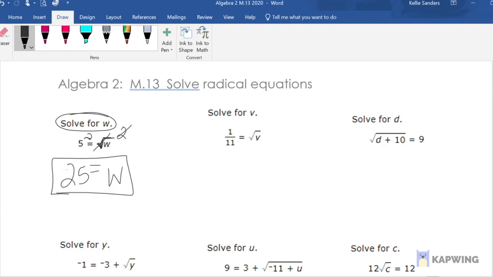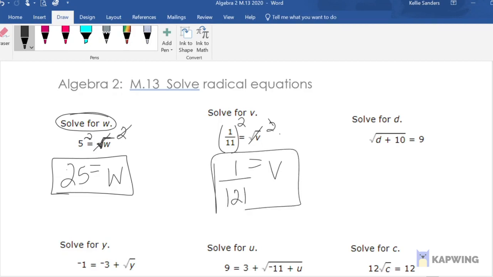Same thing with this. I want to get V by itself, so I'm going to square it. If I square it, then I'm going to square that side. The V and the square root take each other away, and the V is right there. Now, the square of 1 over 11 is 1 over 11 times 1 over 11. What's 1 times 1? 1. What's 11 times 11? 121. So that's going to be your answer.